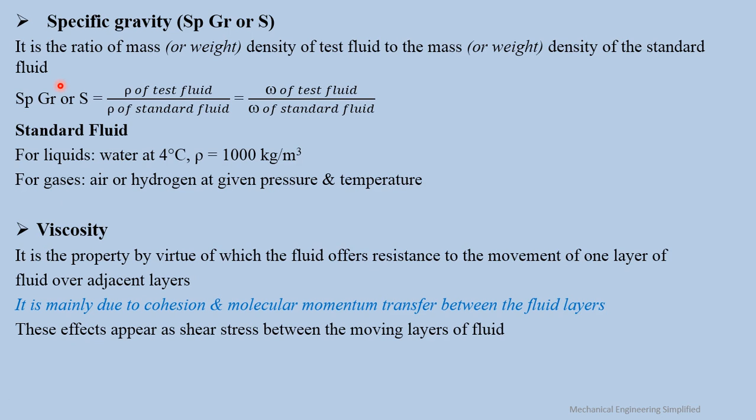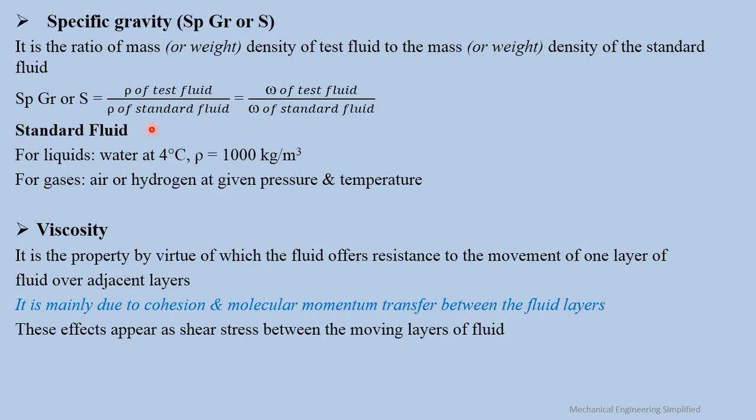Another property known as specific gravity, denoted by SPGR or simply S. What is it? It is the ratio of mass density or weight density of the test fluid to the mass or weight density of the standard fluid. So it is given by S equals rho of test fluid upon rho of standard fluid, which is also equal to omega of test fluid upon omega of standard fluid. This rho is the mass density, this omega is the weight density. What is a test fluid? A test fluid is any fluid whose specific gravity we need to find out.